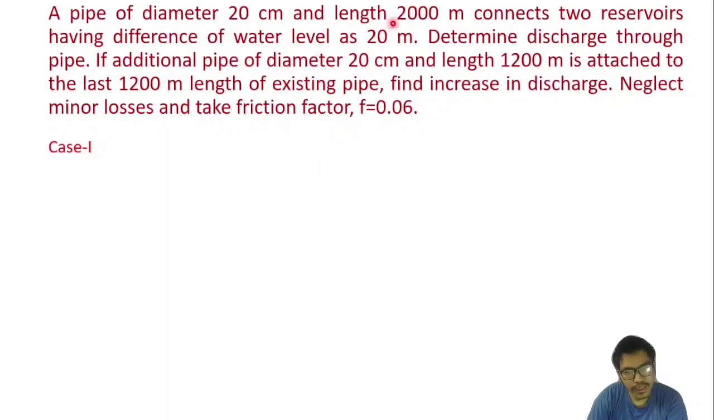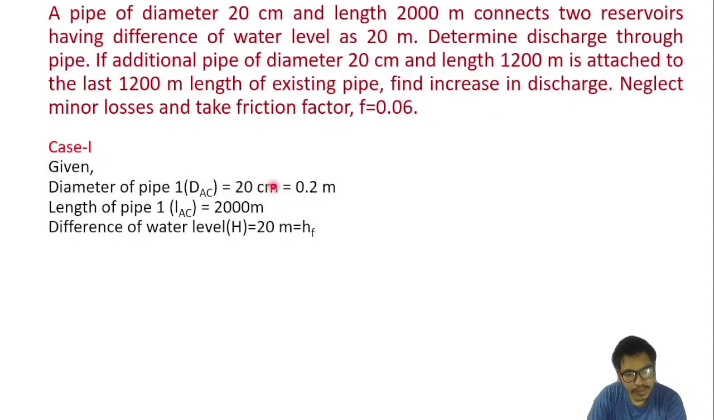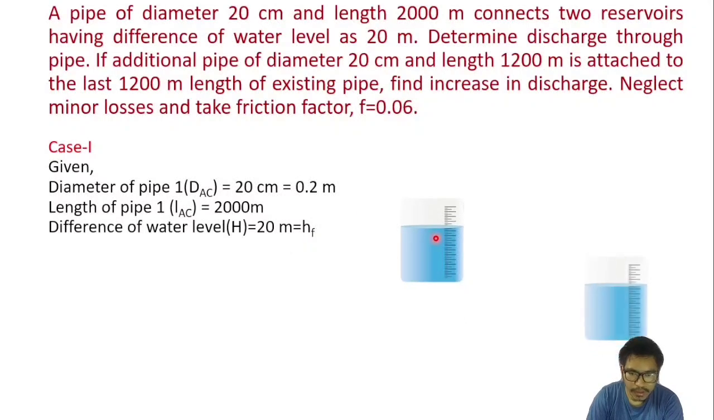So there are two cases. One is a single pipe, whose diameter is 20 centimeter, that is 0.2 meter, and length is 2000 meter. These two reservoirs have a difference in water level of 20 meter, which is also called head loss hf. So this is the first reservoir, this is the second reservoir, and this is the pipe.